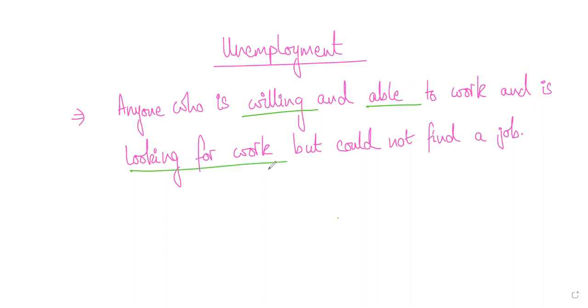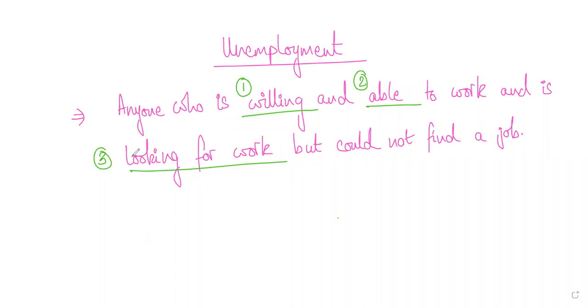Now, this is also very important. Why is this third condition important? Because there are some people who claim, especially in developed countries where you get unemployment benefits, that they are unemployed, whereas in reality they're not, because they're not even actively looking for work, right? So there are 3 conditions that are important for you to identify if someone is really unemployed or not. That person should be willing and able to work and is looking for work. And still, if they can't find work, then they would be defined as unemployed.